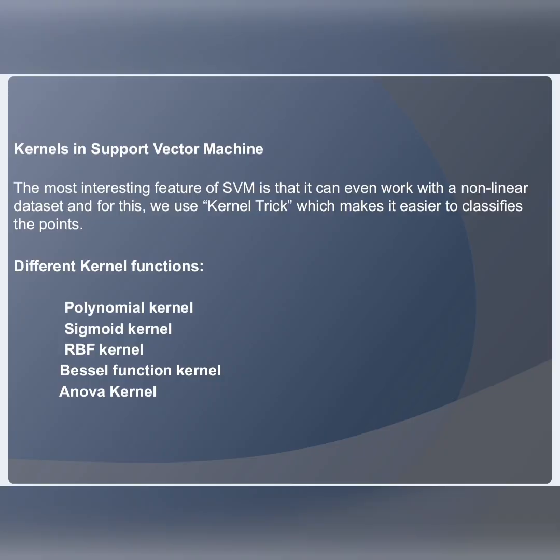Kernels in support vector machine. The most interesting feature of support vector machine is that it can even work with a non-linear dataset. For this, we use the kernel trick, which makes it easier to classify the points. There are also different kernel functions: polynomial kernel, sigmoid kernel, RBF kernel, Bessel function kernel, and ANOVA kernel.